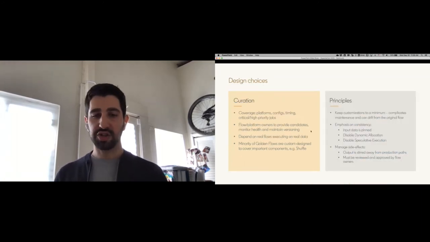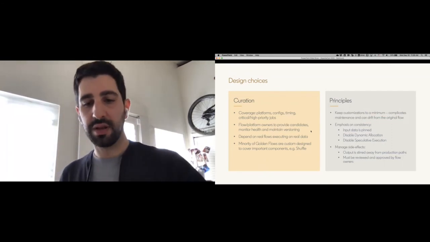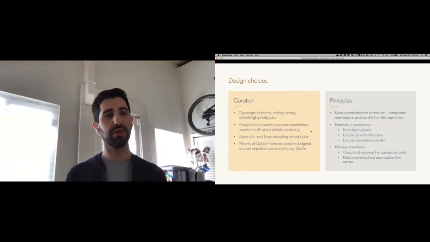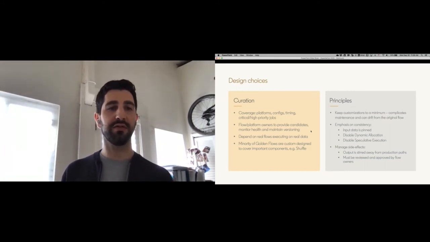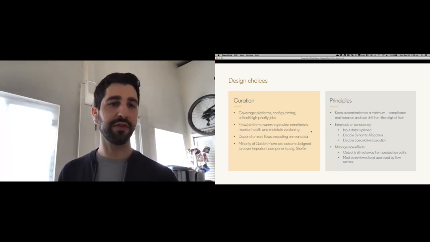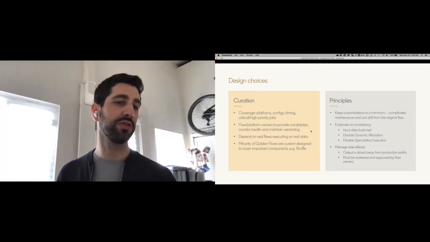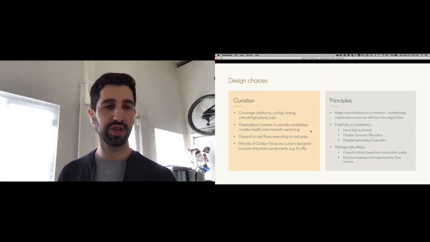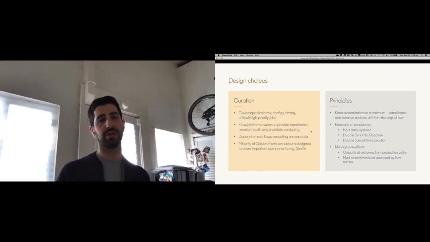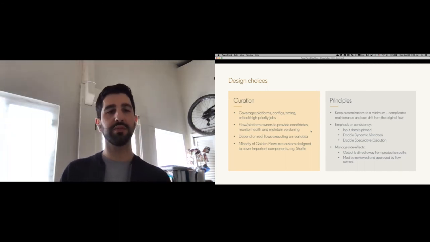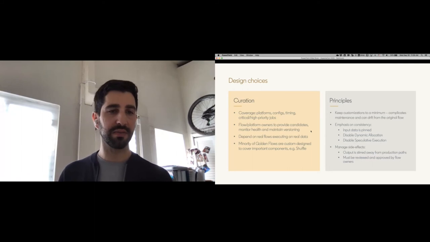So for the design choices that we've decided to go with, in terms of curation, how do we get those flows? The main idea here is to provide as much coverage as possible. We want to cover as many platforms as possible, configs, different times of the day or the week, and critical and high priority jobs are very important for us to get a very early indication of what's going on with them. The idea is to have flow or platform owners provide candidates and then monitor their health and maintain their versioning. Otherwise, it will not be scalable for us as the performance team to maintain all of this.